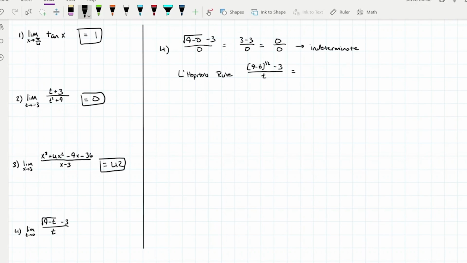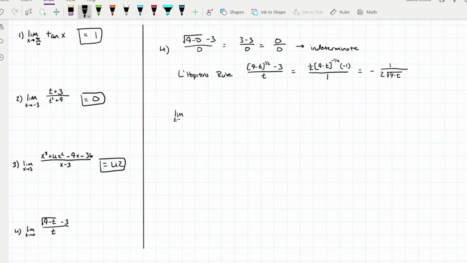To evaluate this, we'll use the power rule on this function, which will get us 1/2 times 9 minus t raised to the minus 1/2 times the derivative of 9 minus t, which is -1. The derivative of -3 is 0, and this will all be over the derivative of the denominator t, which will be 1. This can be simplified and rewritten to get -1 over 2 times the square root of 9 minus t.